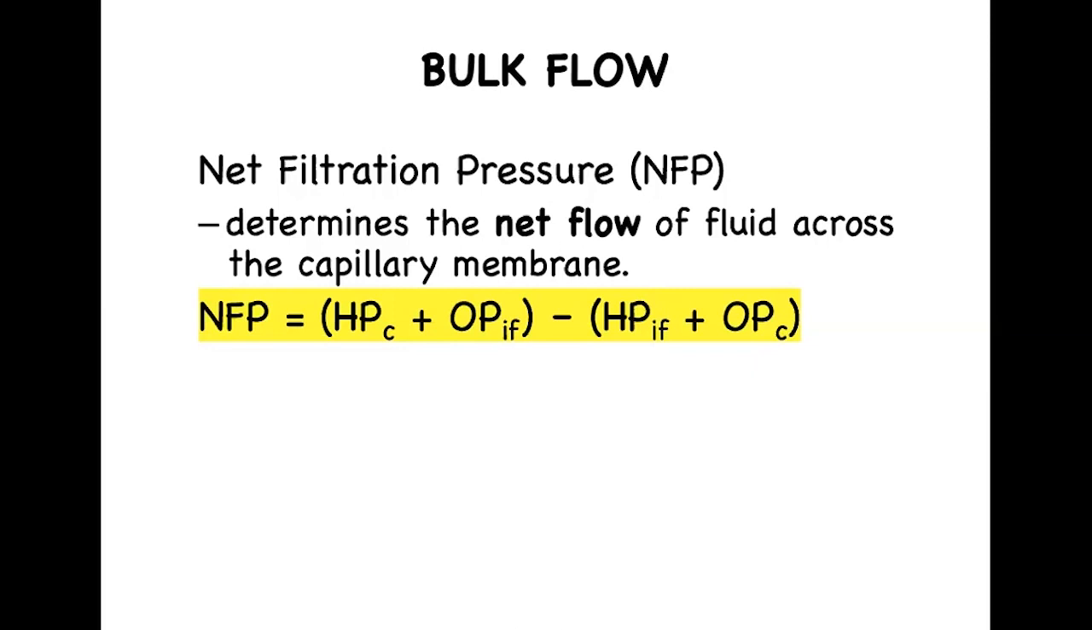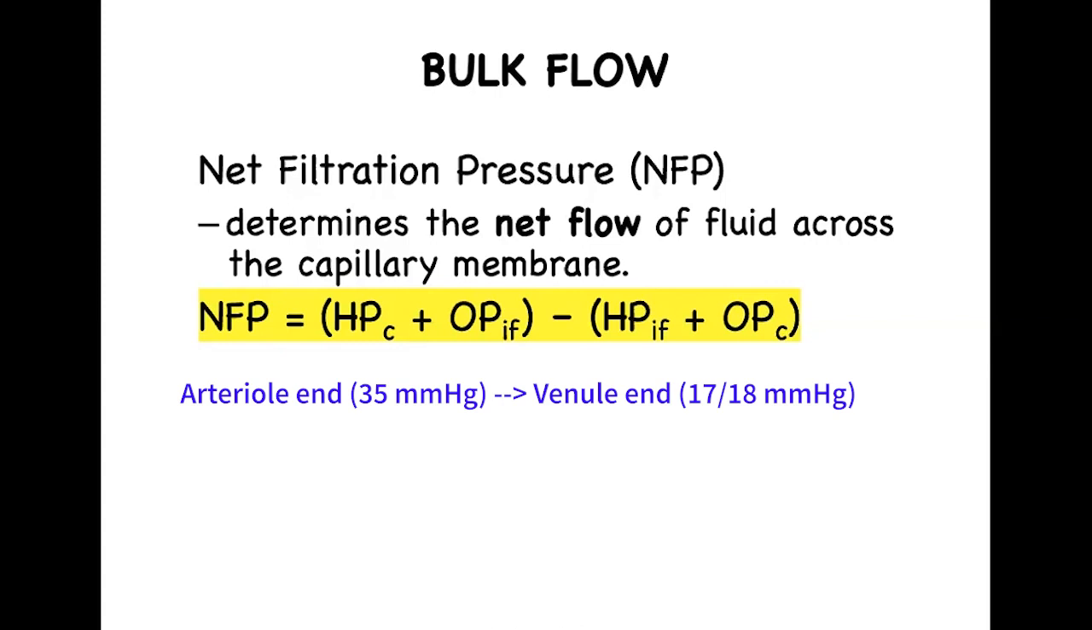The net filtration rate is equal to the sum of the hydrostatic pressure in the capillary plus the osmotic pressure in the interstitial fluid, minus the sum of the hydrostatic pressure in the interstitial fluid plus the osmotic pressure in the capillary. When blood moves into the capillary bed, the hydrostatic pressure or blood pressure at the arterial end is about 35 millimeters of mercury. That pressure will drop, and by the time you get to the venule end of the capillary bed, the pressure will be 17 millimeters of mercury.